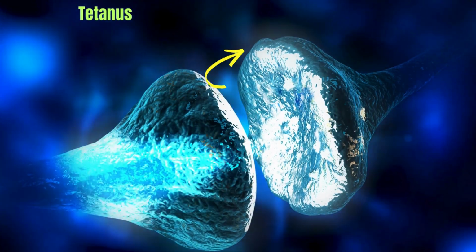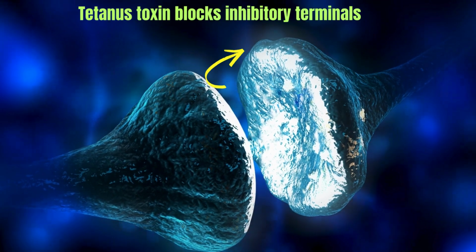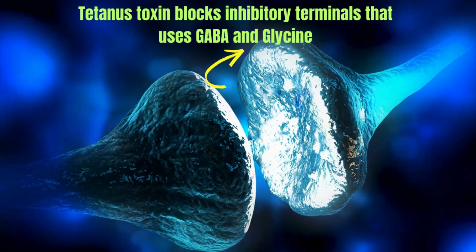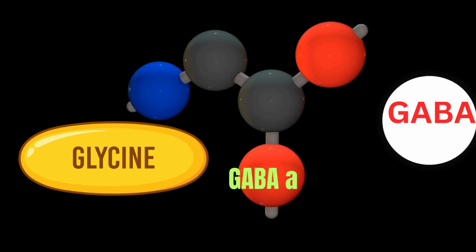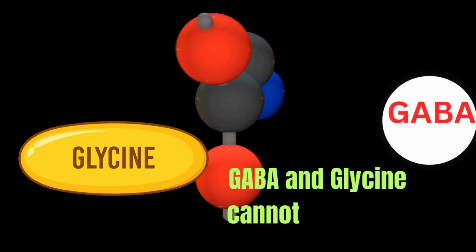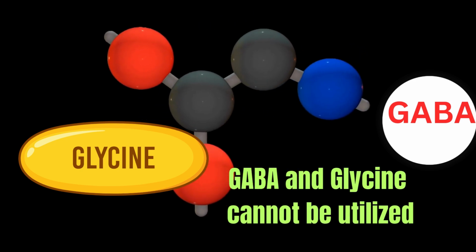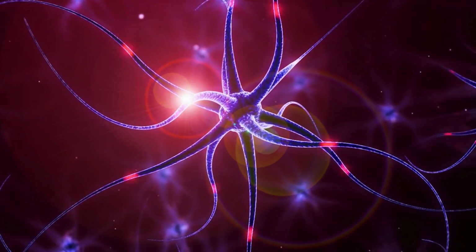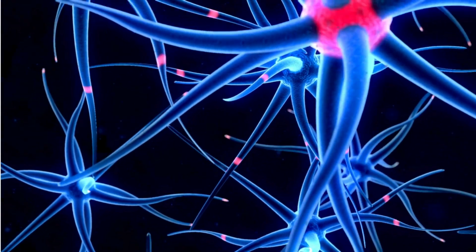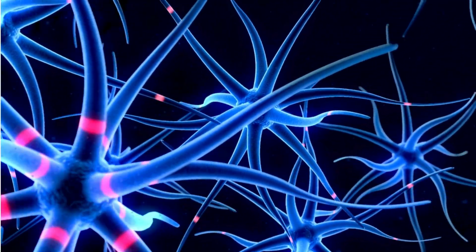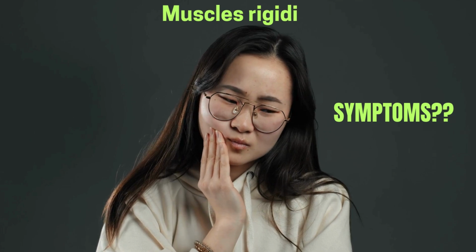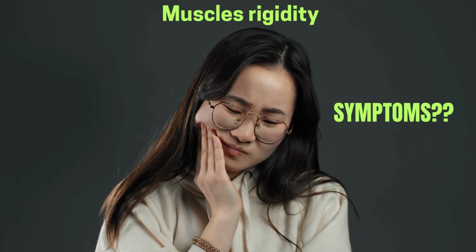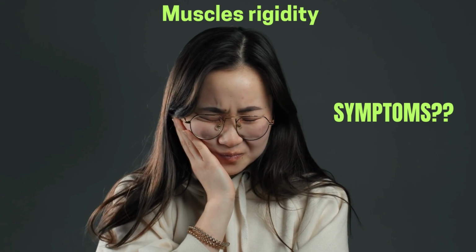The tetanus toxin blocks the inhibitory terminals that use GABA and glycine as neurotransmitters. As a result, GABA and glycine cannot be utilized. Lack of inhibitory signals causes uncontrolled spread of impulses initiated anywhere in the central nervous system. This causes muscle rigidity and spasms, leading to appearance of different symptoms in tetanus.